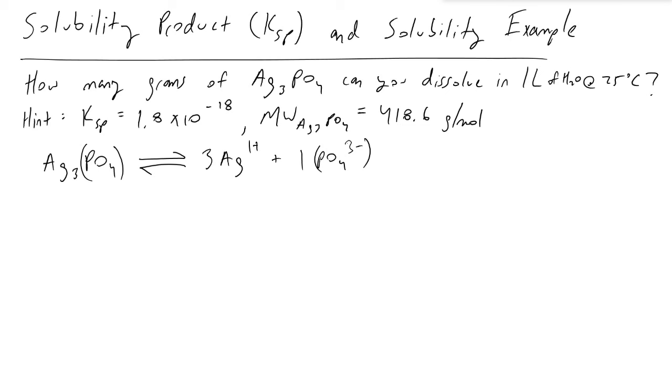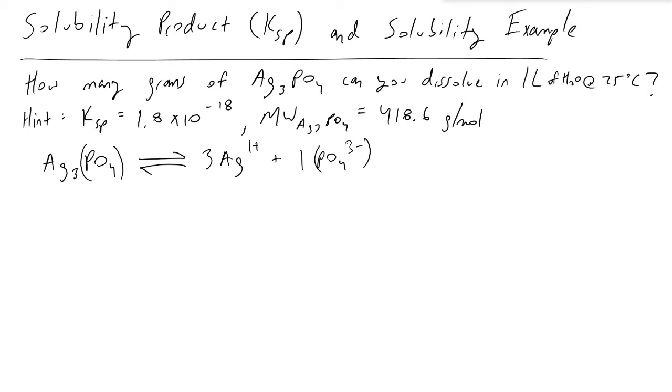And the very first step we're going to be doing is looking at the balanced equilibrium equation of this particular species. So we know that silver phosphate is going to dissolve to form 3 moles of silver ions and 1 mole of phosphate ions. And we can see how these charges neutralize because we have 3 times the +1 and then 1 times the -3 to give us an overall neutral charge on our undissolved solute.